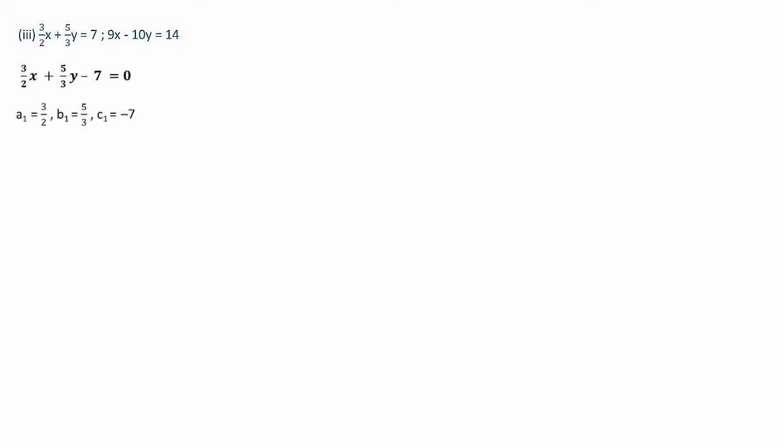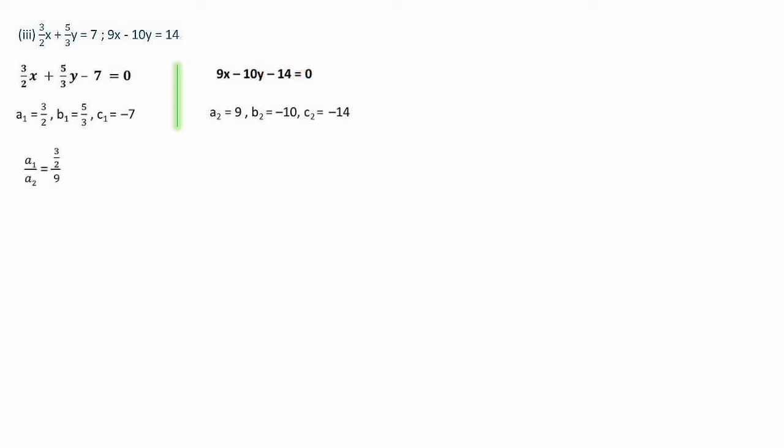From here a1 is 3 by 2, the coefficient of x, b1 the coefficient of y, that is 5 by 3, c1 that is minus 7. Next equation is 9x minus 10y. This plus 14 bring to the left side, that is minus 14 is equal to 0. a2 is 9, b2 is minus 10, c2 is minus 14.